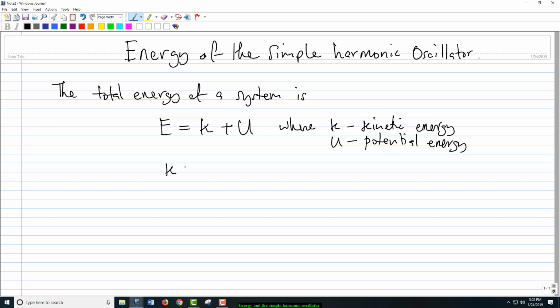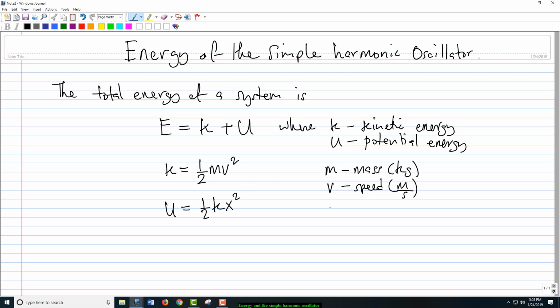We also initially know that the definition of kinetic energy is just half mv squared, where m is mass in kilograms and v is speed in meters per second. And we also know potential energy can be written as half kx squared, where k is a spring constant, and obviously we are referring to an oscillatory object, and therefore it has a spring constant, and also x would be your displacement.